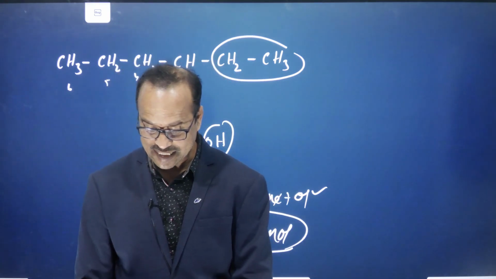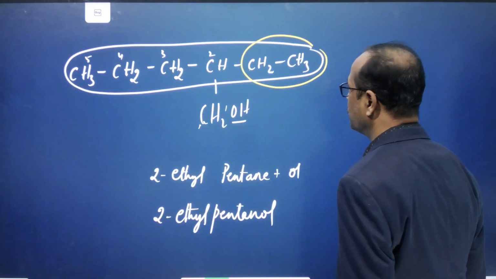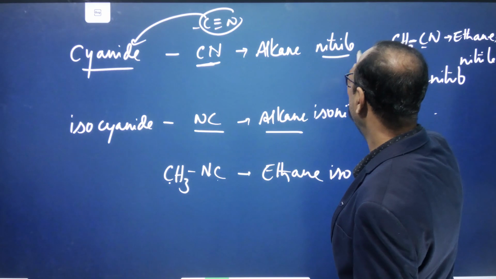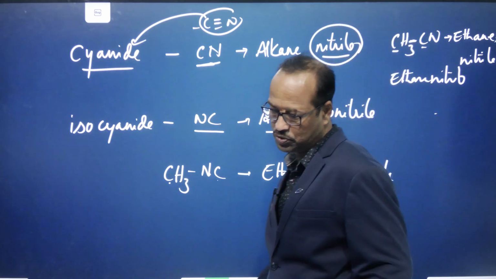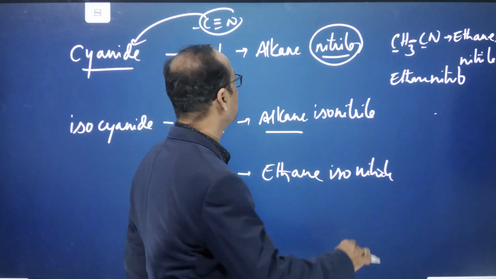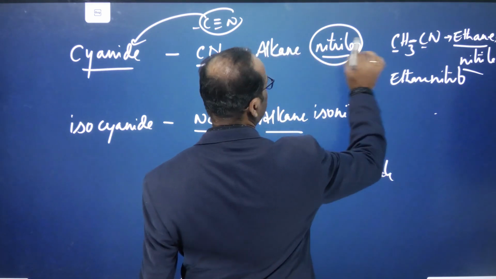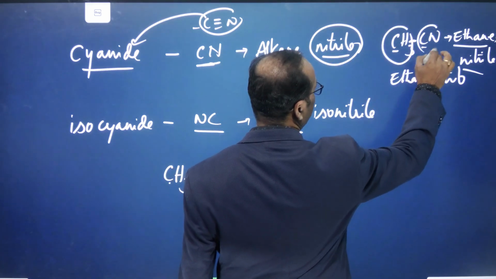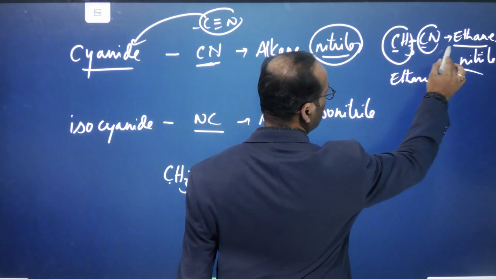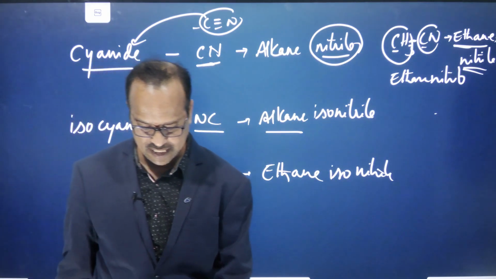IUPAC name of methyl cyanide. Cyanide is called nitrile. Just now I told you, no? Methyl cyanide is called ethane nitrile. This is CH3 methyl, CN is cyanide. But while naming, how many carbons are there? Two carbons. So ethane nitrile. The answer is ethane nitrile, the second option.